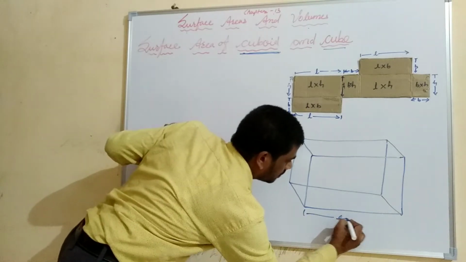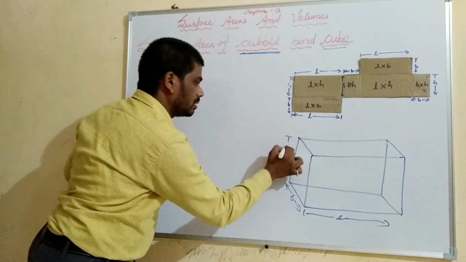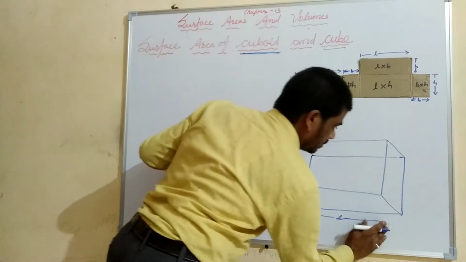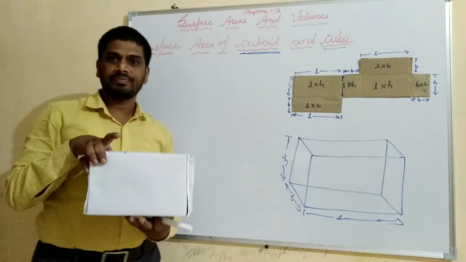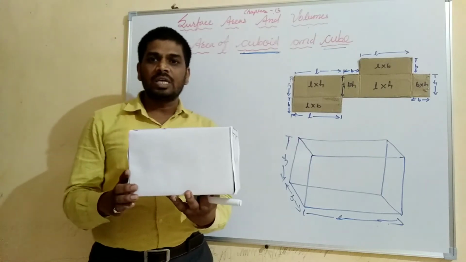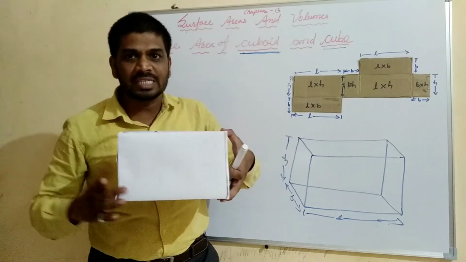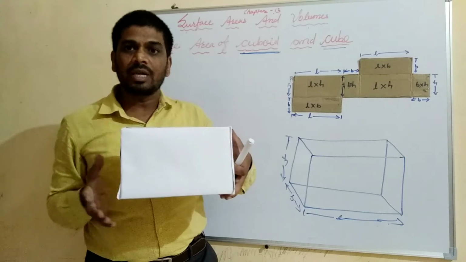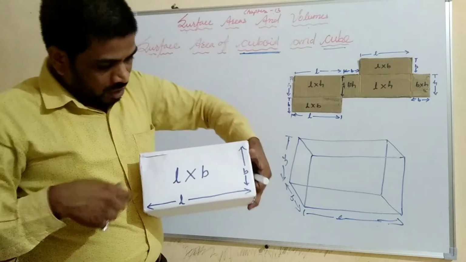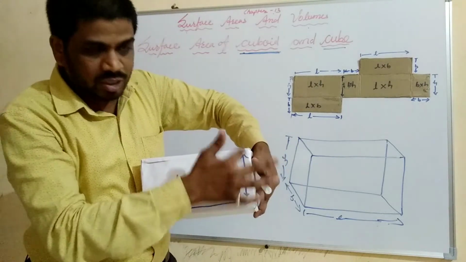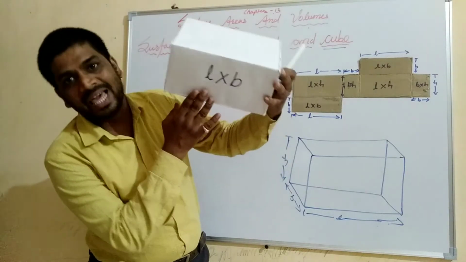Suppose this is length, this will be breadth, and this will be height. If we observe this box, it has rectangular faces. Each face is rectangular, which means if you see this top, this is length and this is breadth. So the area of this will be length into breadth. Similarly, this base also will be length into breadth.